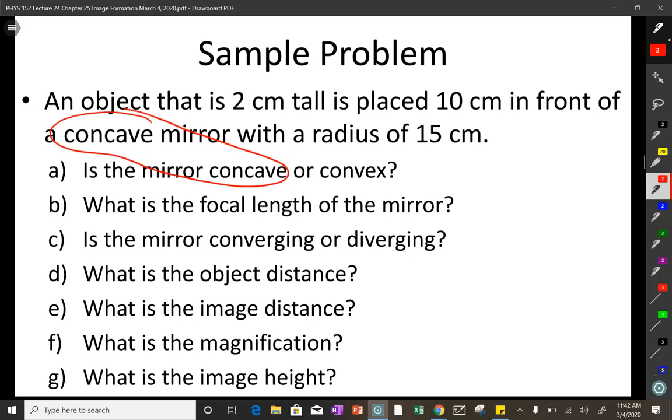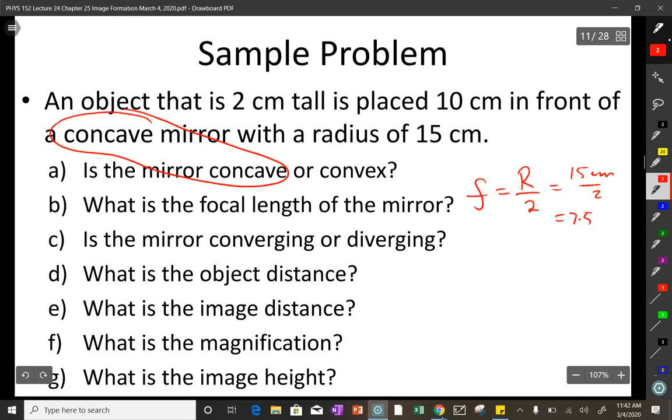So it's concave. What's the focal length? Okay, it's radius over 2. So that's 15 centimeters over 2, or 7.5 centimeters. I want to make sure people know where it came from and not just say, well, David got it, but I don't know how. Is the mirror converging or diverging? How do you know? Because concave is converging. Now, I emphasize the cons, but convex also has a con, so. And the other one is, convex would have been diverging.